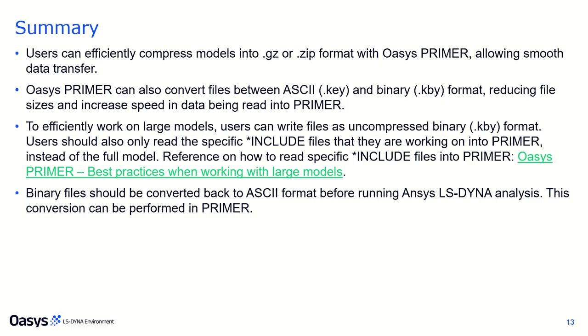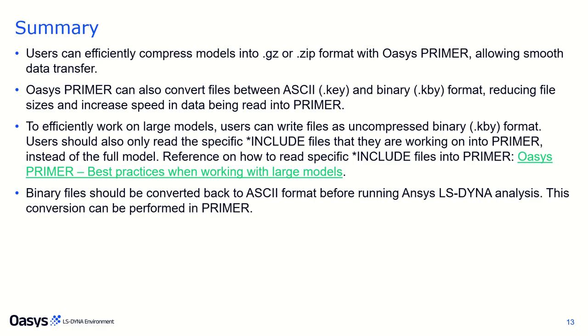So to give a summary of what we've talked about today, users can efficiently compress models into a .gzip or .zip format with Oasys Primer, and that allows for smoother data transfer based on the reduction of file sizes. Oasys Primer can also convert your files between the ASCII and binary format, and that also reduces your file size and increases the speed of data being read into Primer.